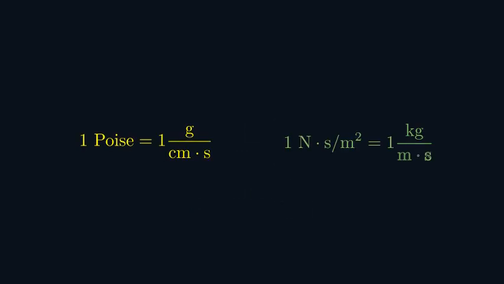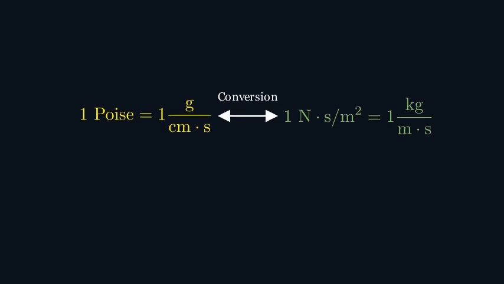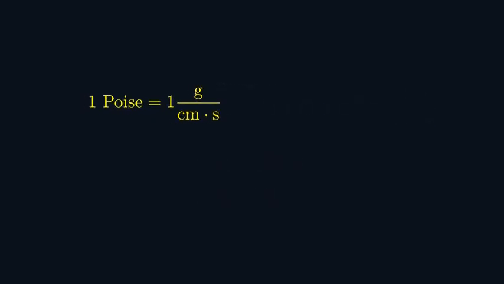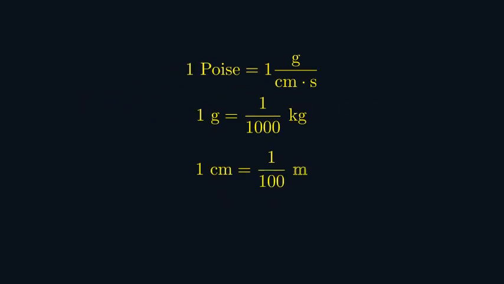So our task is really to convert from grams per centimeter second to kilograms per meter second. To do this, we just need the conversion factors for mass and length. We know there are 1,000 grams in a kilogram and 100 centimeters in a meter. Now we can rearrange these to substitute them into our poise equation. To substitute, we need to express the CGS units in terms of the SI units. So, 1 gram is 1,000th of a kilogram, and 1 centimeter is 100th of a meter.